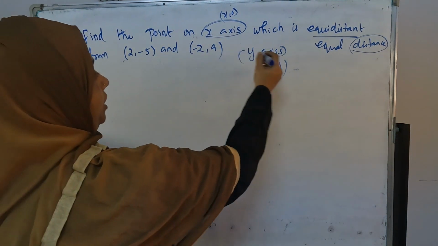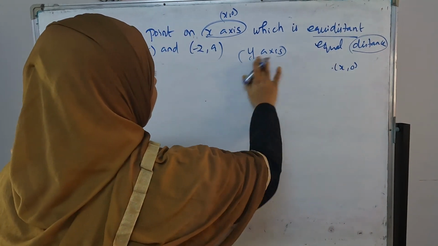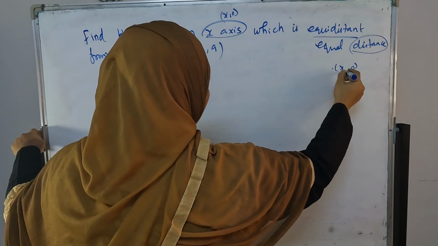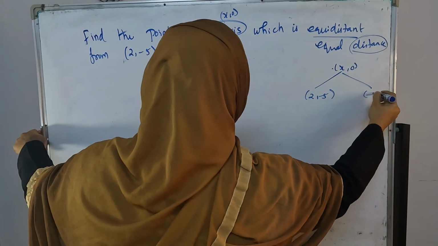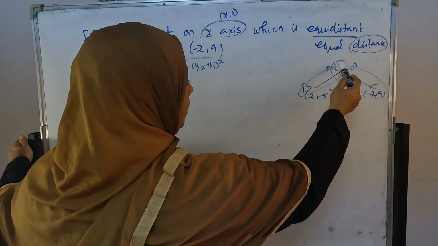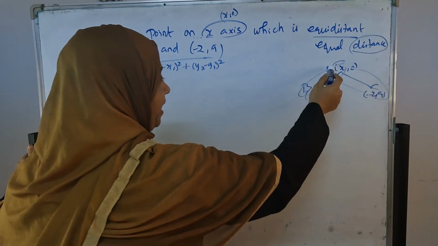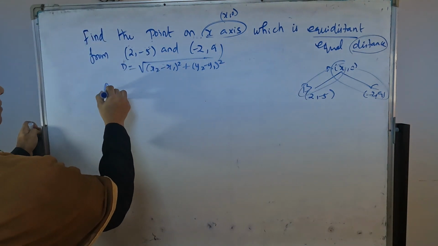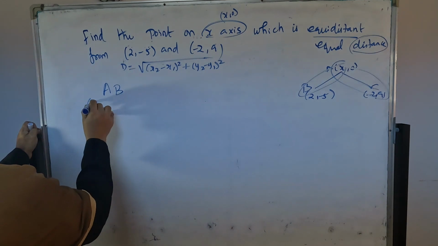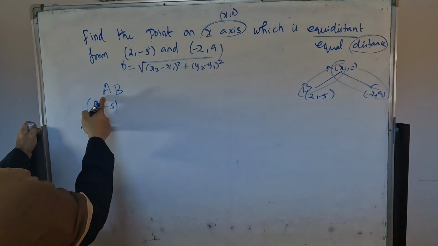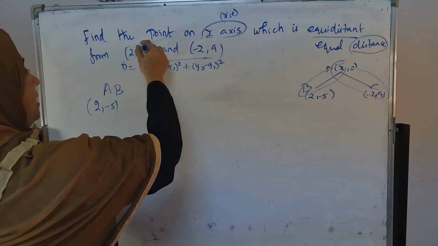Then equidistance means, so (x, 0). Here we are having (x, 0) only, so we don't want this one. (x, 0) is equally distant from these two points, that means (2, -5) and (-2, 9). Okay, AB and AC should be at equal distance. For that, first we have to find AB. So what are the points of AB? First we will write that also: this is A, this is B and this is C.